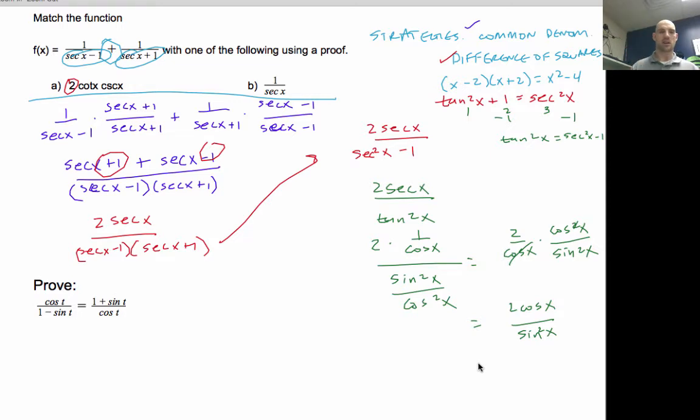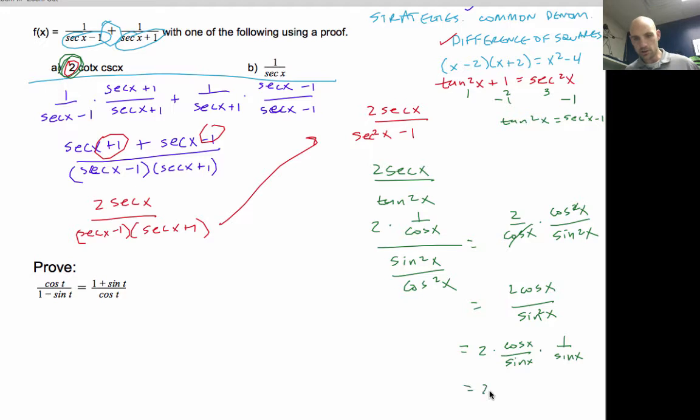And what have I got here? I'm going to check back in and see, is it one of these? Well, I'm pretty close, right? This 2 is still very intriguing to me. And so I'm going to see if I can write this as cotangent cosecant. Well, look, 2 times cosine x over sine x times 1 over sine x. Right? Factor out a 1 over sine x. And so this is equal to 2 times cotangent x times cosecant x. Okay, so my answer is A for this one.